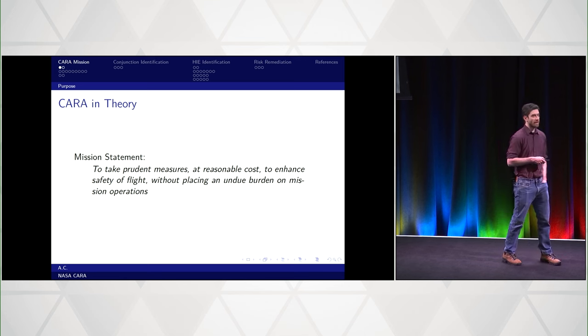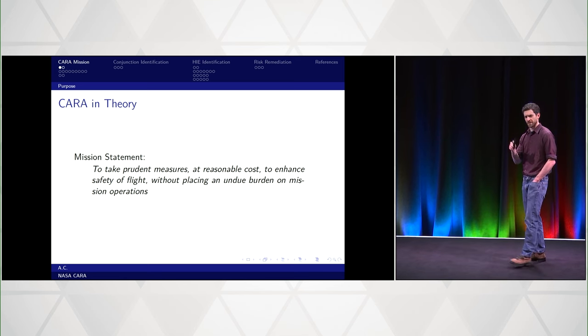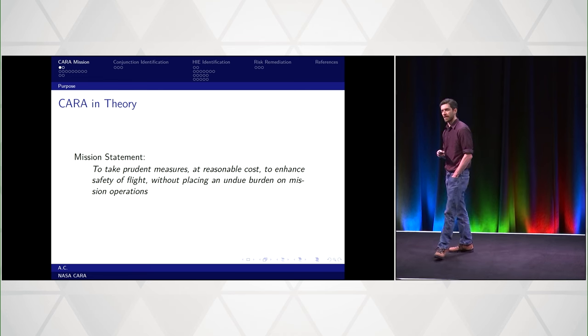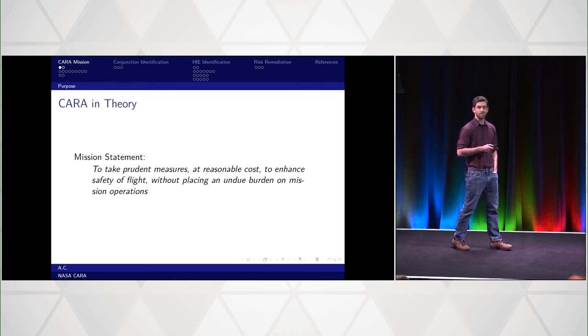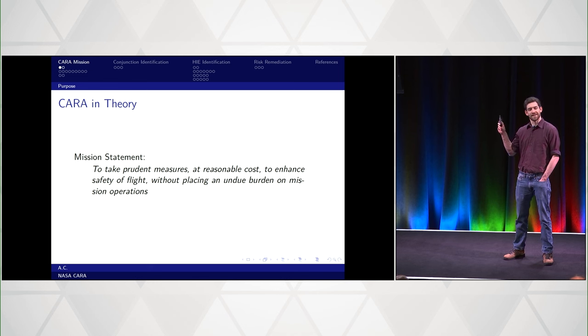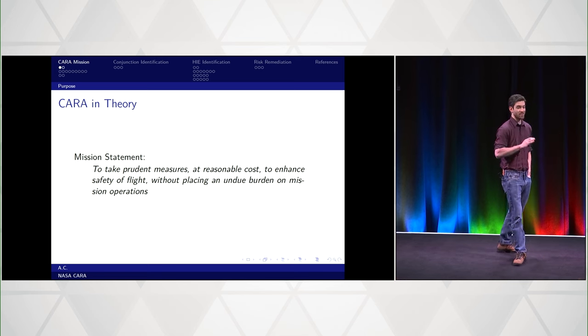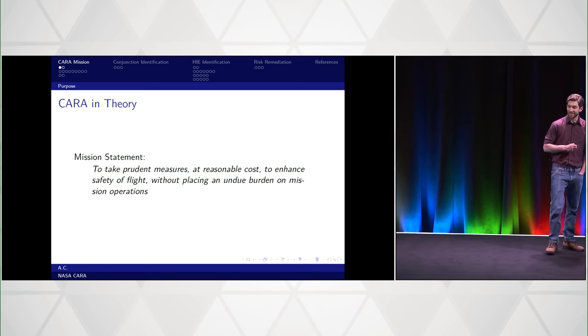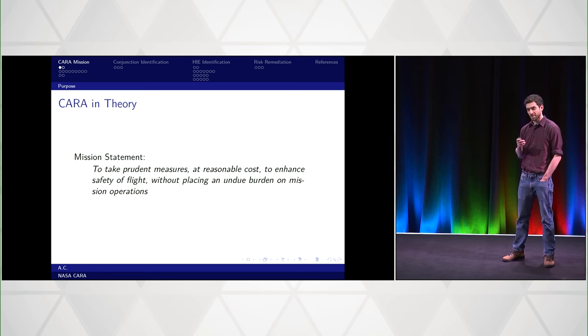So, CARA in theory, no better place to start than the mission statement, which I'm going to read off here just in case anybody's glasses aren't doing their job very well. To take prudent measures at reasonable cost to enhance safety of flight without placing undue burden on mission operators. And I want to just stand here for a second and appreciate this mission statement and the fact that it accounts for both the value of the mission and the cost that it imposes. It's almost like there might have been an engineer in the room at some point while it was being written. And that's just a beautiful thing. It doesn't happen very often, and it makes me happy.